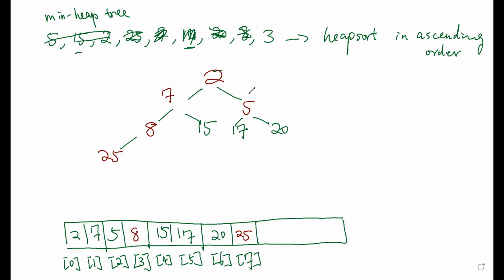And then 3. Where should I put 3? To the right of 8. Yes, here it is. 3 is here. Is this okay? Is this a min heap tree? It is not. So we need to. If it is not, what should I do then?